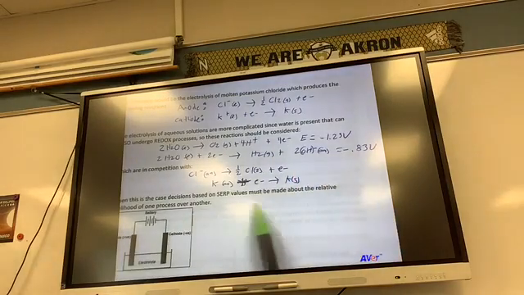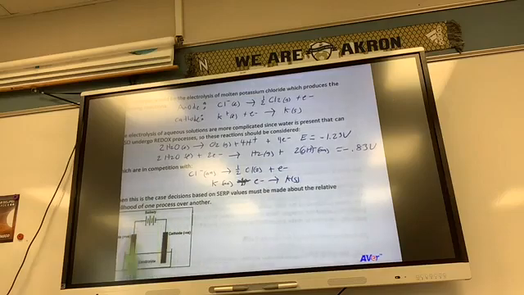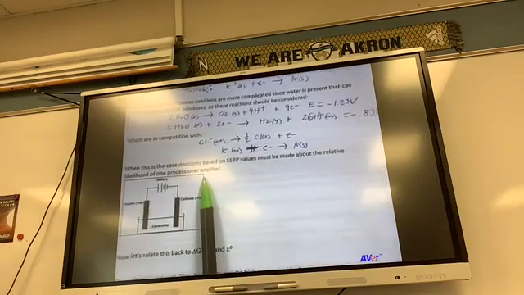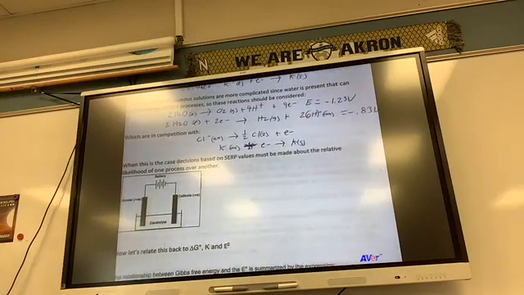So, when this is the case, decisions based on certain values must be made about the relative likelihood of one process over another. So here we go. Anode, cathode, I have a battery now because I have to have some kind of energy being put in to make this happen. So if we're going to relate this back to delta G, K, and E, here's the relationship.